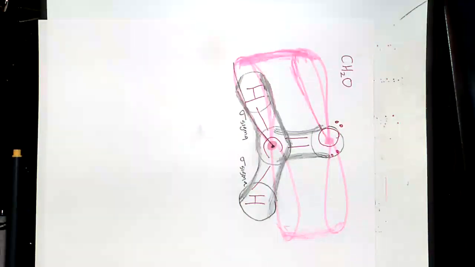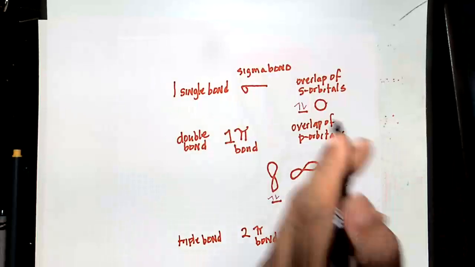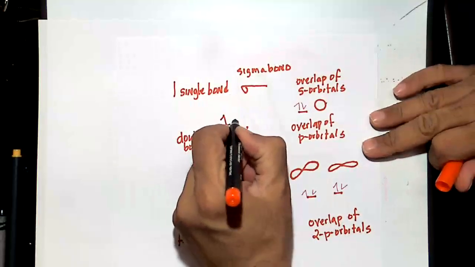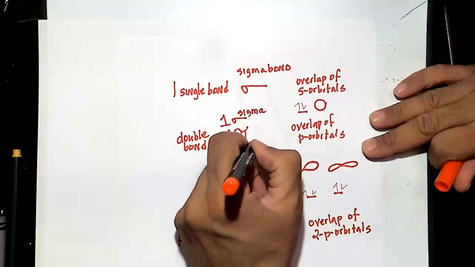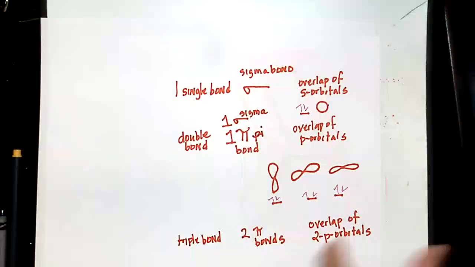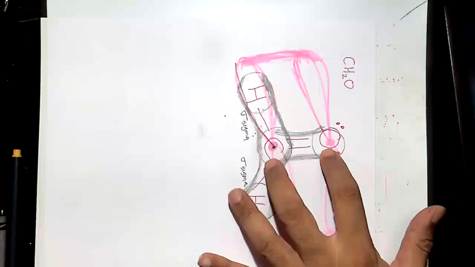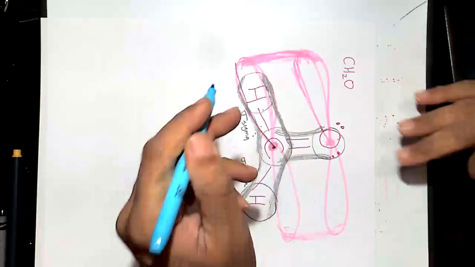And this is an overlap of a p orbital. Okay, so let me just go back to our notes here. A double bond is one pi bond plus one sigma bond. Okay, so we have a double bond here: sigma, the overlap of the s, and then the overlap of the p's that are shown in pink.